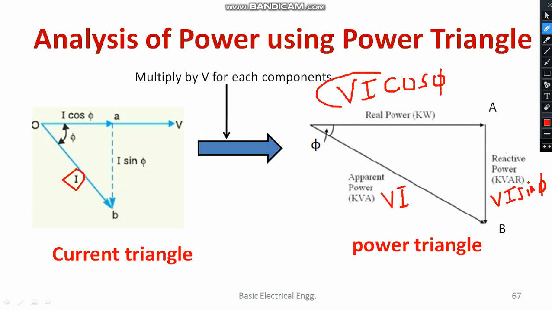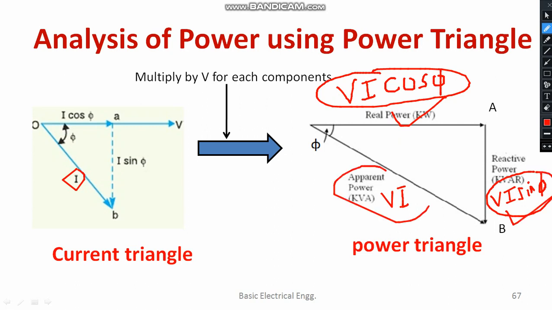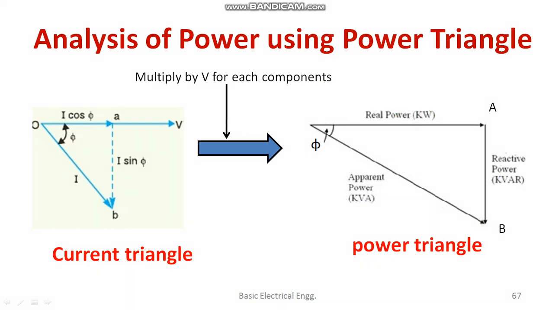Now, VI cos phi is known as real power. Then VI sin phi is known as reactive power. And VI is known as apparent power. The unit of real power is kilowatts. The unit of reactive power is kilovolt ampere reactive. The unit of apparent power is kilovolt ampere, kVA or VA. So this triangle is known as the power triangle. The triangle which we drew earlier is known as the current triangle. The power triangle has been derived from the current triangle. I hope you got my point.